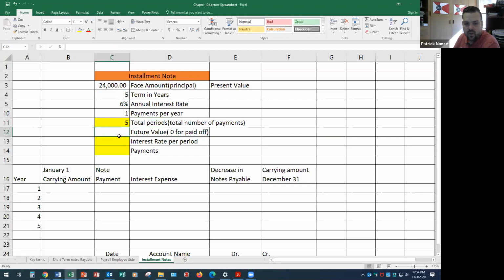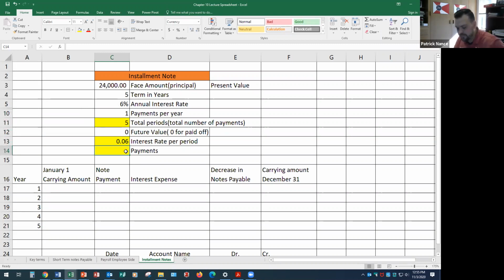For a loan like this, we want the future value to be 0, because the current value is 24,000 and I want to pay it off, so I want it to be 0 in the end. My interest rate per period is my interest rate divided by the number of payments per year. In this case, it's just 6% because we are only paying once per year. But if I'm building this with flexibility, and it were 12, then obviously it would divide by 12. If there were payments every 6 months, that would be 2 payments per year. All those things you could do, but in this case, it's 1 payment per year, so the interest rate is 6%.